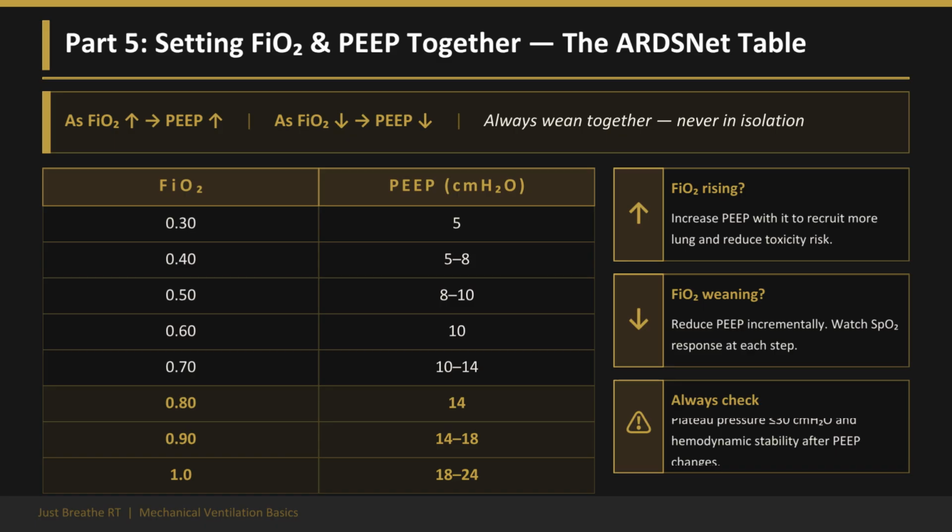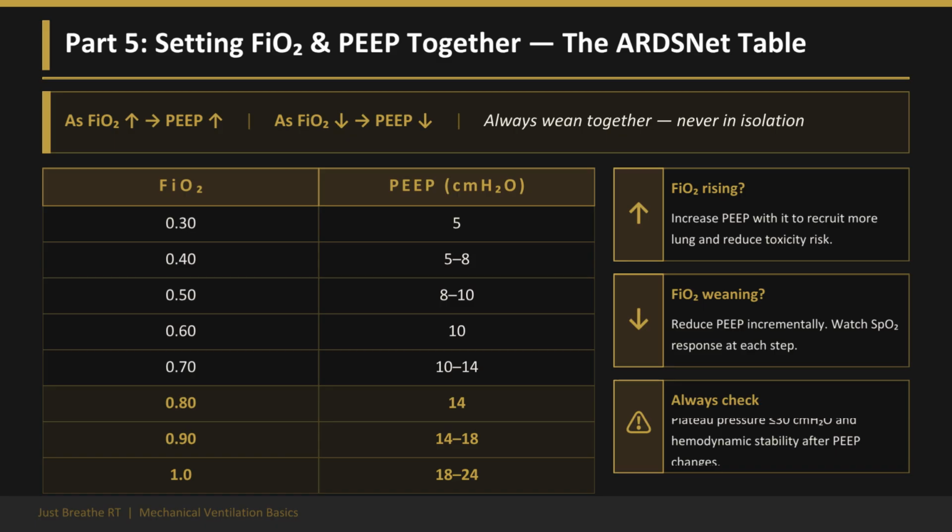FiO₂ 0.30, PEEP 5. FiO₂ 0.40, PEEP 5 to 8. FiO₂ 0.50, PEEP 8 to 10. FiO₂ 0.60, PEEP 10. FiO₂ 0.70, PEEP 10 to 14. FiO₂ 0.80, PEEP 14. FiO₂ 0.90, PEEP 14 to 18. FiO₂ 1.0, PEEP 18 to 24.